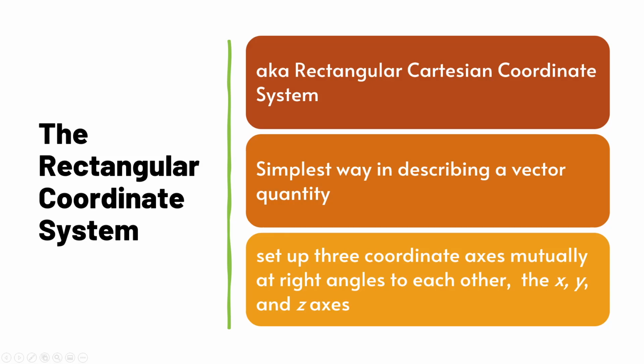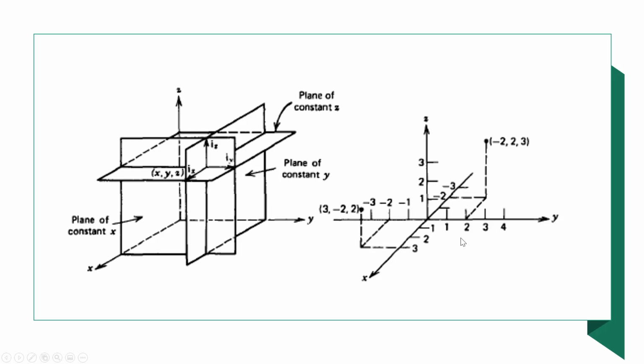The rectangular coordinate system, also known as the rectangular Cartesian coordinate system, is the simplest way of describing a vector quantity. In order to form a rectangular coordinate system, we set up three coordinate axes mutually at right angles to each other, and we call them the x, y, z axes. For example, this is your rectangular coordinate system. This is your z-axis, which is perpendicular to your y-axis and is also perpendicular to the x-axis. Now, your x-axis is also perpendicular to y and z. And your y-axis is also perpendicular to x and z.